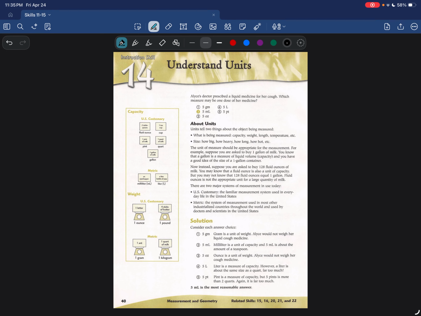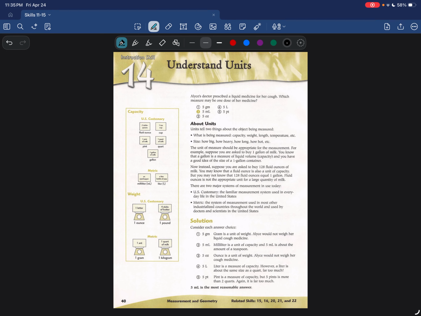About units. Units tell two things about the object being measured. What is being measured? Is it capacity, weight, length, temperature, etc.? Size. How big, how heavy, how long, how hot, etc. The unit of measure should be appropriate for the measurement.